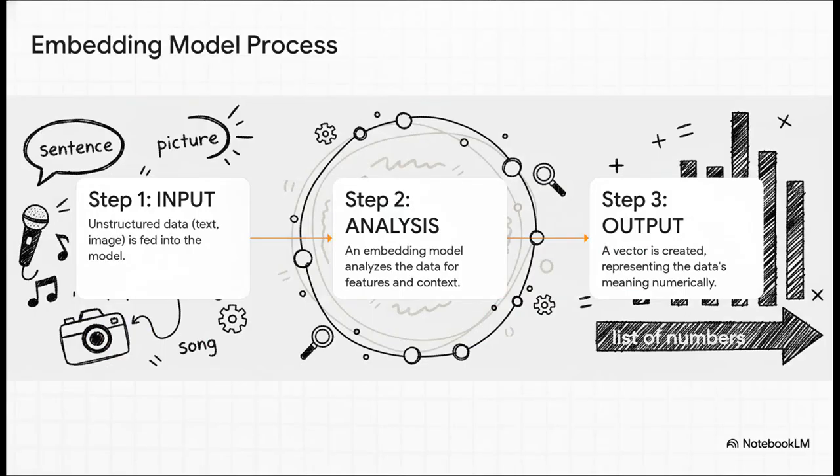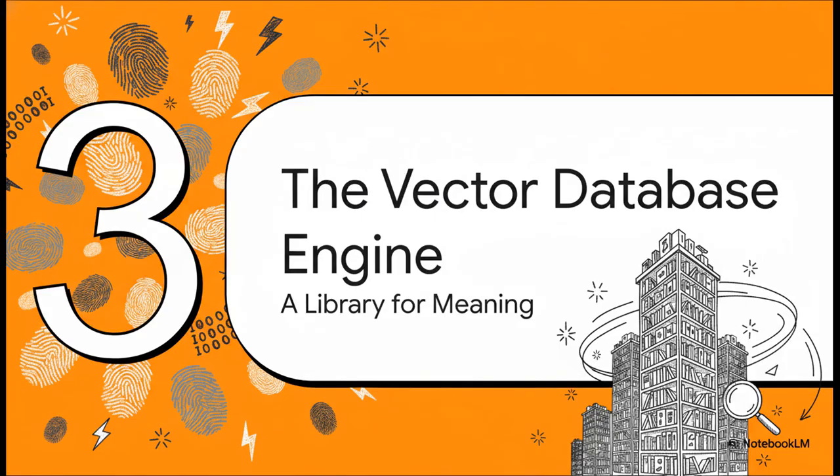So how does this actually work? Well, it's surprisingly straightforward. You take your data, a sentence, a picture, a song, whatever it is, and you feed it into a special AI model called an embedding model. This model is like a super smart analyst that just pores over all the features, the patterns, the context, and what comes out on the other side? A vector. A simple list of numbers that is basically the DNA of that data, translated into the universal language of math.